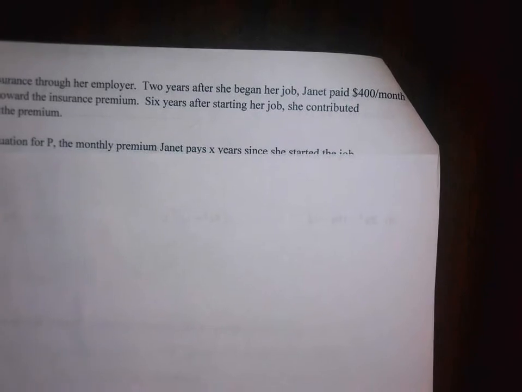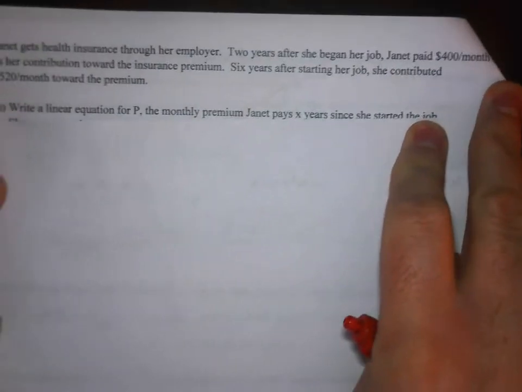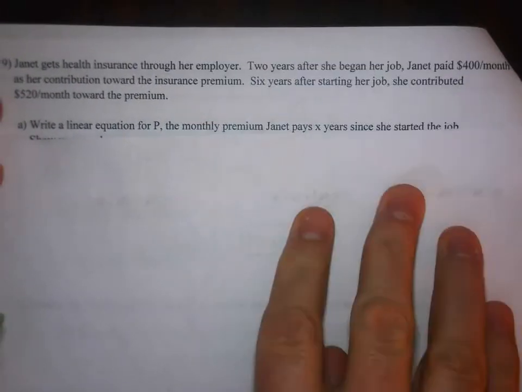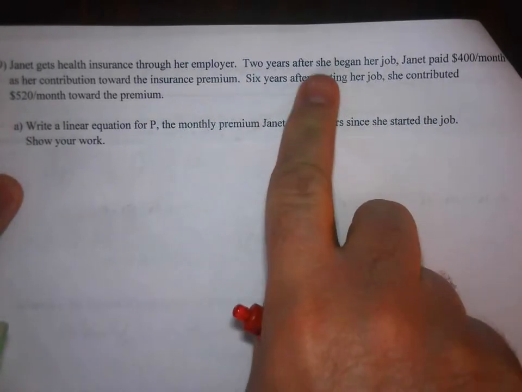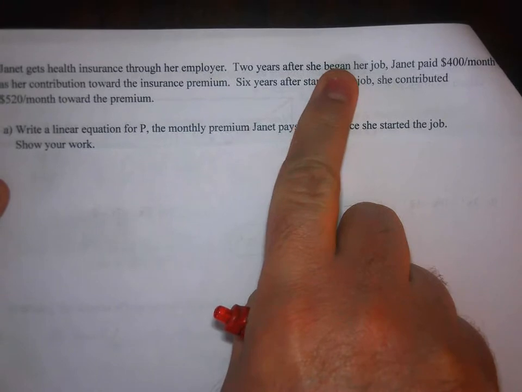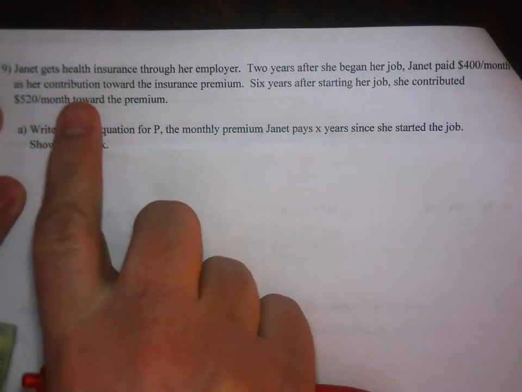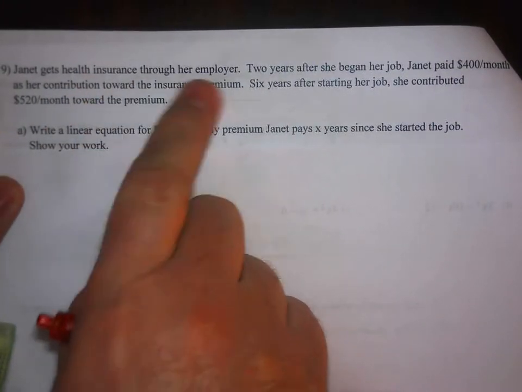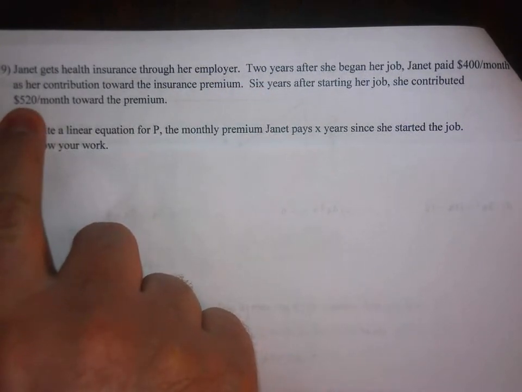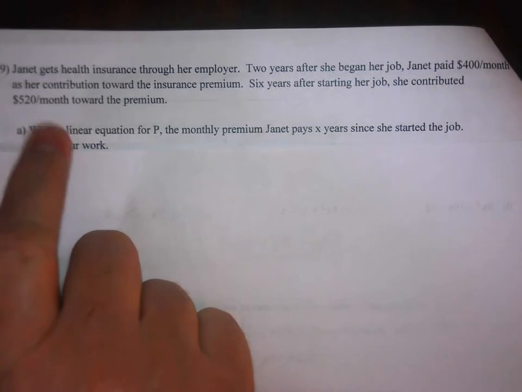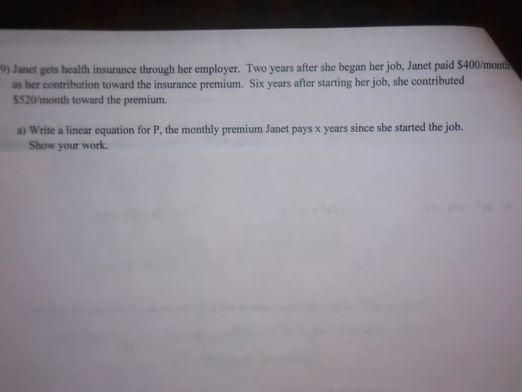And then lastly, I'm not going to talk our way through these very much because we're running long on the video here. So they give you 2 years after she began her job, Janet paid $400 a month for her health insurance premium. And then 6 years after starting her job, she contributed $520 per month toward the premium. So write a linear equation for P, the monthly premium Janet pays x years since she started the job.